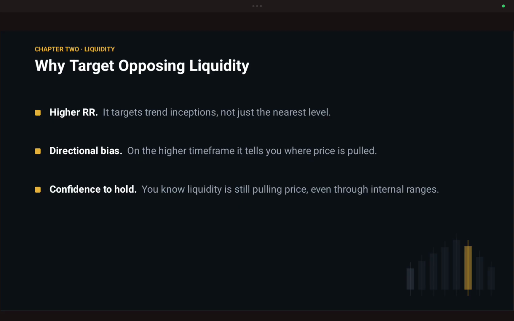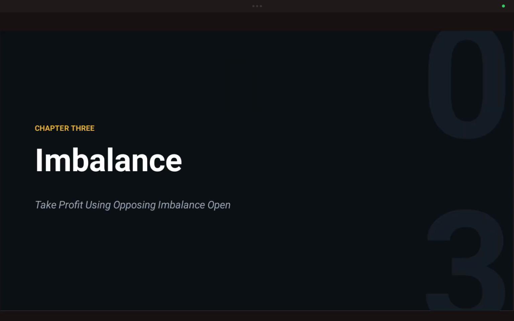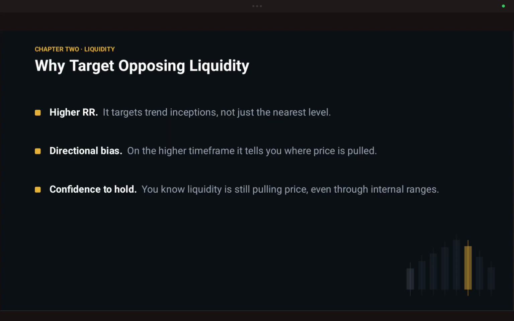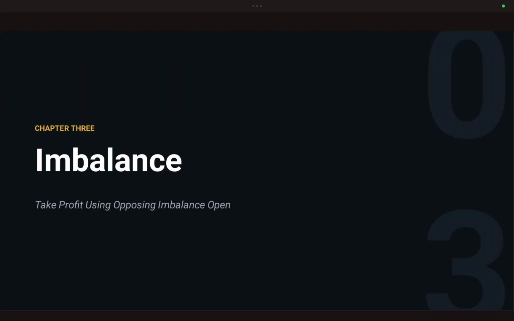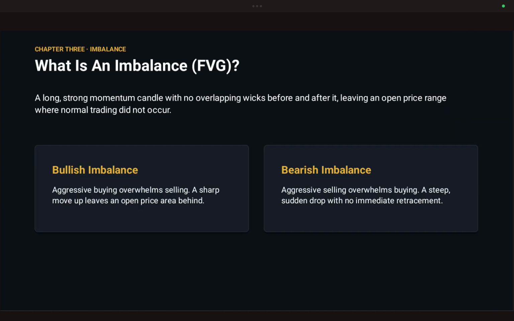So for now, we've discussed taking profit using opposing structural points. We've discussed taking profit using opposing liquidity. Now the next one we're going to talk about is take profit using opposing imbalance open. Okay, using opposing what? Imbalance open. And without taking much of your time, let's get right into it.